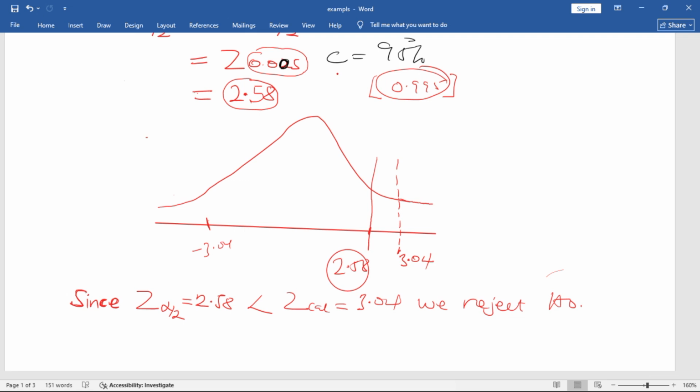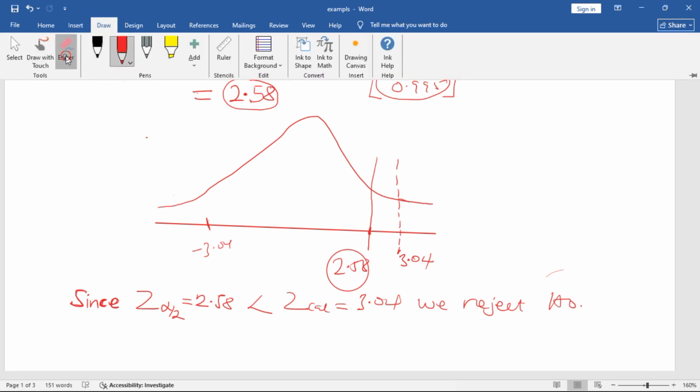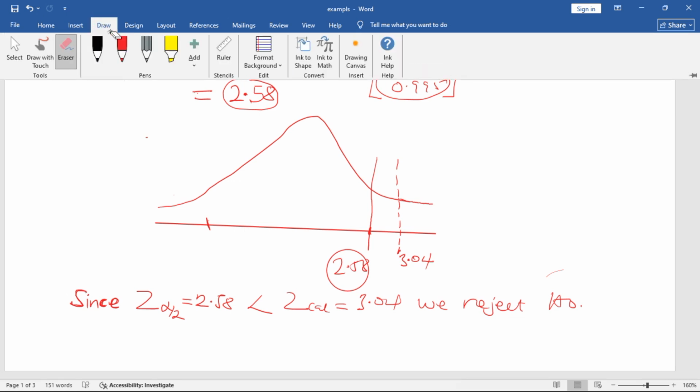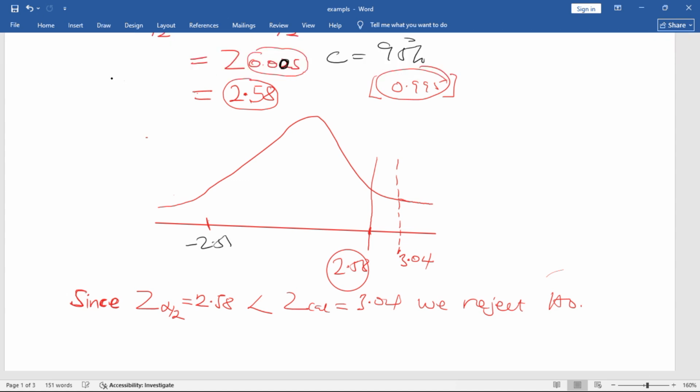So it's a two-tailed test, right? So here we are going to get 2.58 for the critical value, to the positive side. To the negative side, we are going to have what we call negative 2.58, right? Since this is the positive side, when we negate this one, I'm going to get the negative side, so negative 2.58.